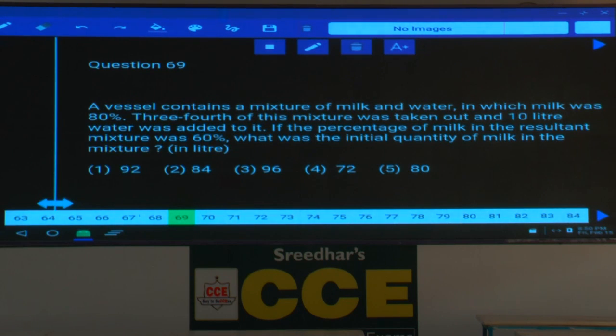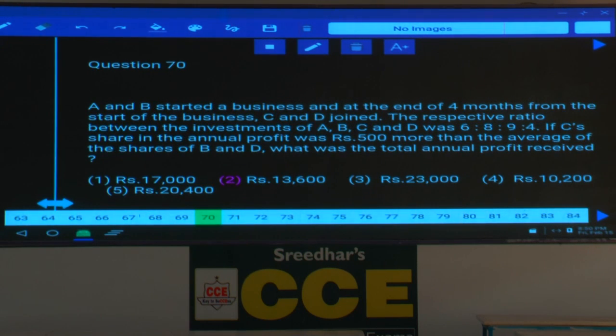Next. A and B started a business. At the end of 4 months from the start of the business, C and D joined. The respective ratio between the investments of A, B, C, D was 6:8:9:4. If C's share in the annual profit was 500 more than the average share of B and D, what was the total annual profit received? Right. Now 6, 8, 9, 4, what are those values?